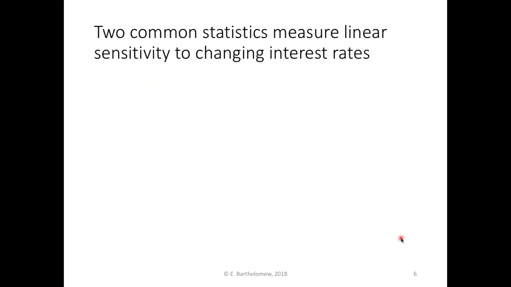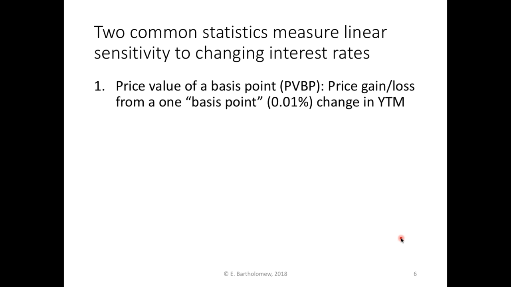Now, there are two common statistics used to measure this linear component of sensitivity to changing interest rates. The first one is called the price value of a basis point, which stands for the price gain or loss from a 1 basis point change in yield to maturity. And you should know that a basis point, if you didn't already know, is 0.01%.